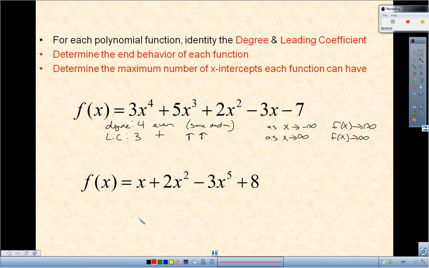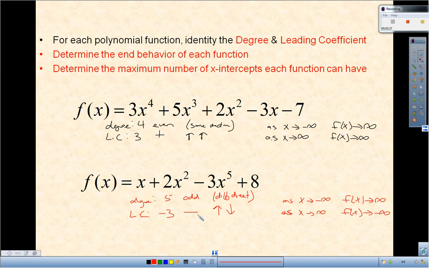All right, take a look at the second one. Even though it's written out of order, my degree for this polynomial is 5. My lead coefficient is -3. So my degree is odd, which means they're going to go in different directions, and my lead coefficient is negative, so it's going to be going up on the left and down on the right. So when I write this out, I'm going to say as x approaches negative infinity, which means on the left, my function is going up, so it's going to positive infinity. As x goes to positive infinity, that means on the right-hand side, my function is going down, so f of x approaches negative infinity.